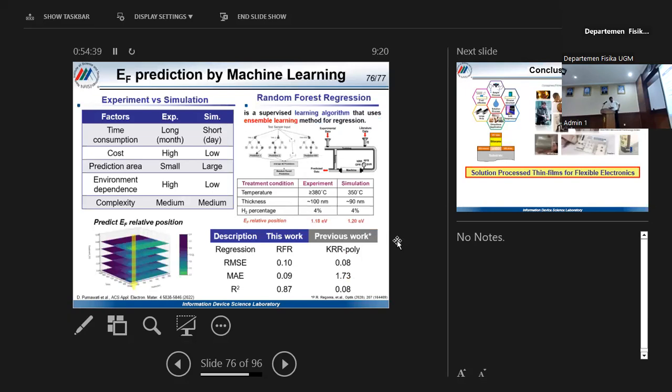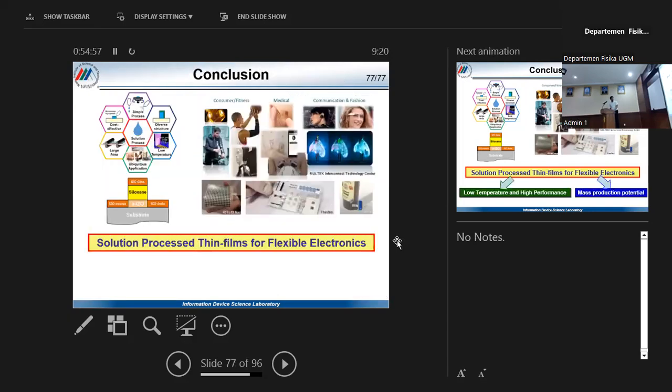The previous work and this work predicted the band gap, not the Fermi level. But you can see the accuracy is only 8%. The error is very large, 1.73. But in our study, it's very low, almost 0.1, and 87% accuracy. So hopefully, this is the end of my slide.